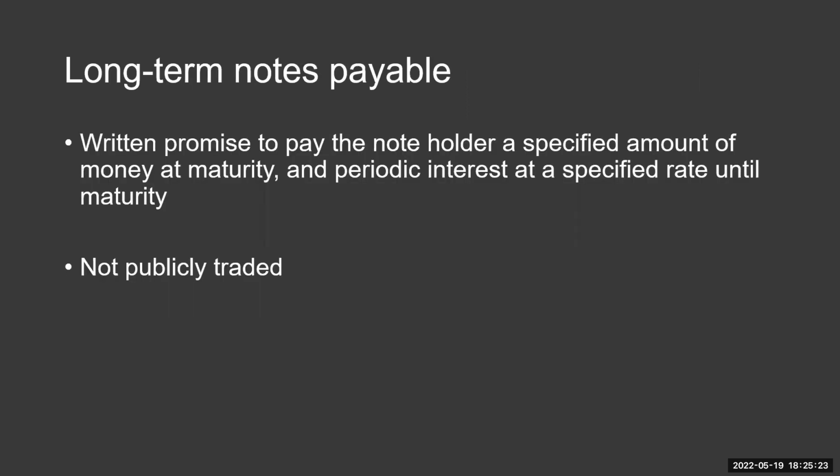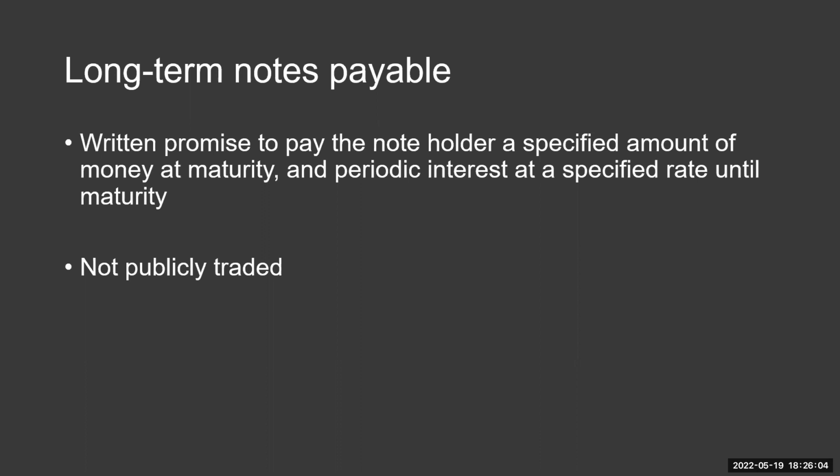All right, talking about long-term notes. So what's a long-term note? Well, what's a note payable? It's a written promise to pay the party that has the note. A long-term note is a written promise to pay the party that has the note a specified amount of money at maturity, and the maturity is going to take place more than a year or operating cycle, whichever is longer. That's all there is, right? A note payable always is a written promise to pay the holder of the note a specific amount of money at maturity, and until then, interest, if there's any.